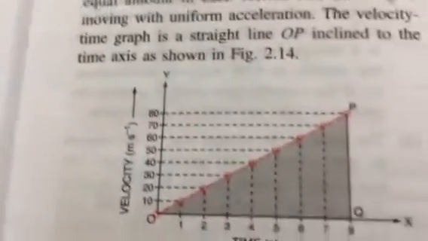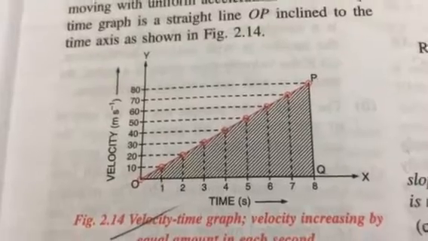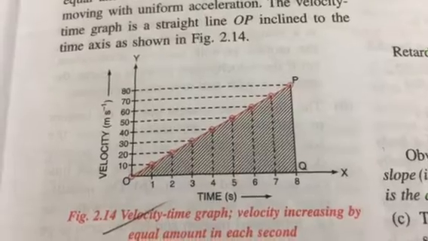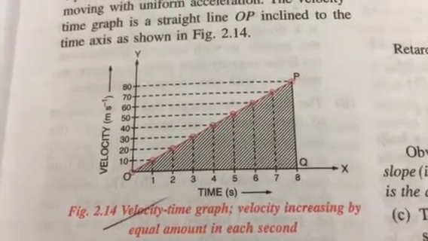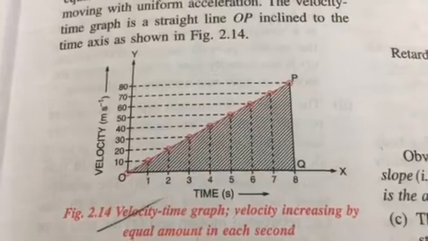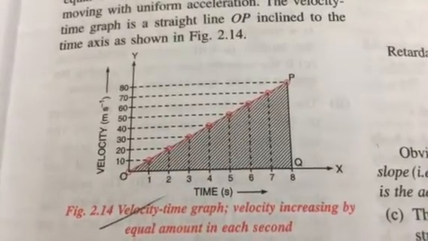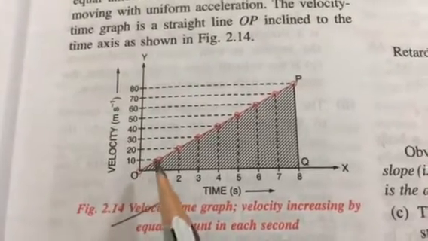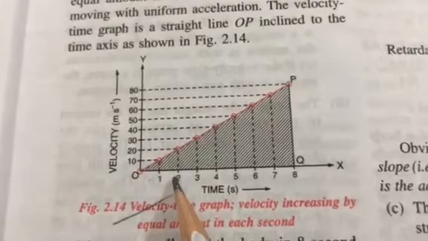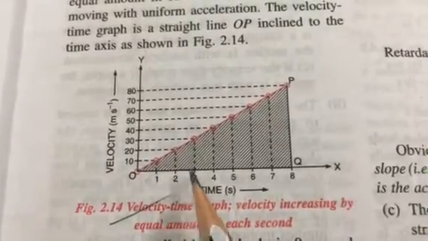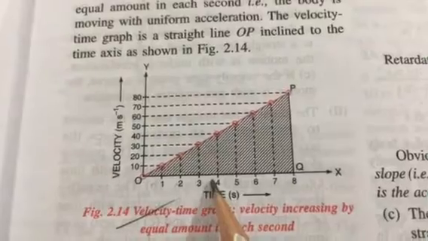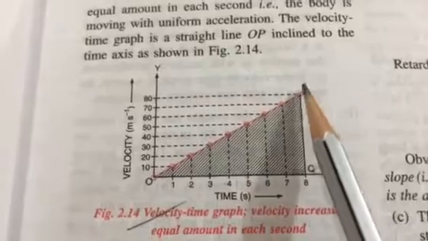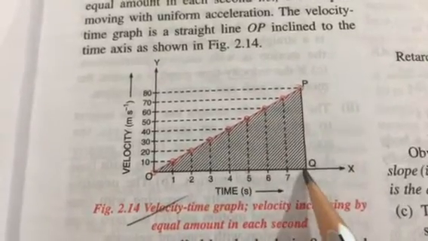In this second case, we have a velocity time graph for an object which is moving with uniform acceleration, but if you have a very good look at this, the velocity is increasing by equal amount in each second. For example, in the first second, the velocity is 10 meter per second. In the second, it's 20 meter per second. In third, it's 30 meter per second. In fourth second, it's 40 meter per second. In fifth second, 50 meter per second. And it stretches to 80 meter per second at the 8th second.